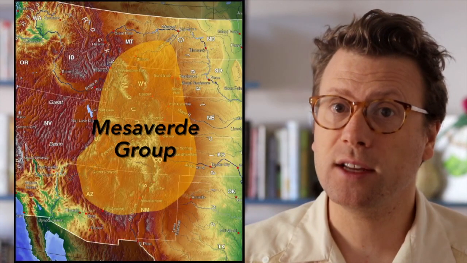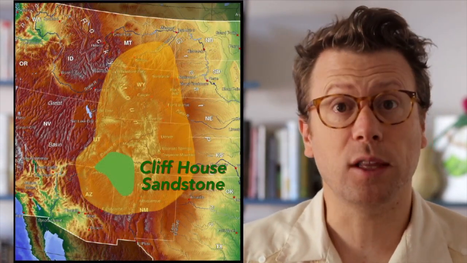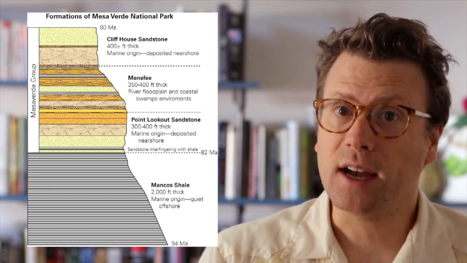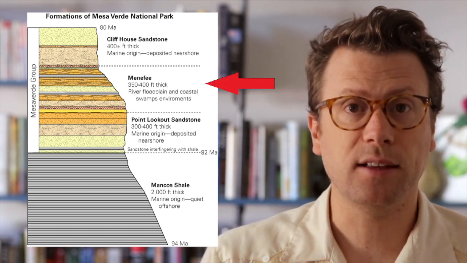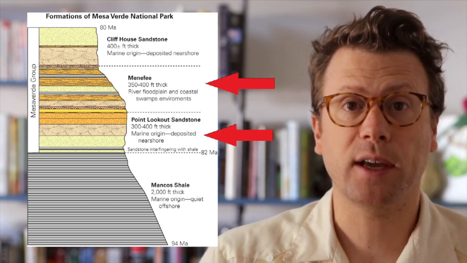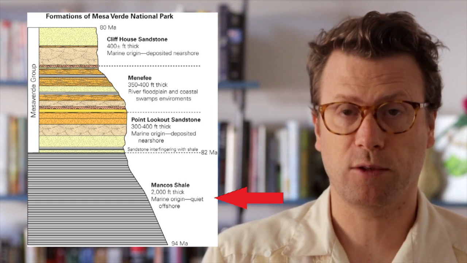Groups and supergroups often cover very large geographic areas, and the formations and formation names within them change from location to location. The Mesa Verde Group, named after Mesa Verde National Park, extends from Montana to New Mexico, whereas the Cliff House Sandstone nomenclature is only used in the Four Corners region. Besides the Cliff House Sandstone, the Mesa Verde Group at Mesa Verde National Park contains the Menifee Formation and the Point Lookout Sandstone. Beneath the Mesa Verde Group is the Mancos Shale or Mancos Group.